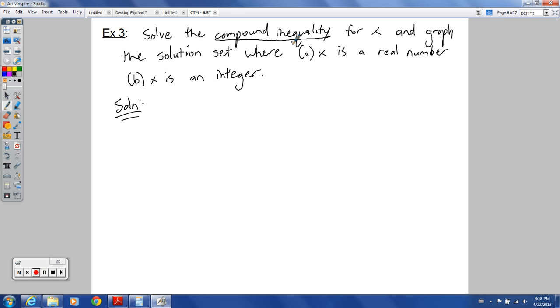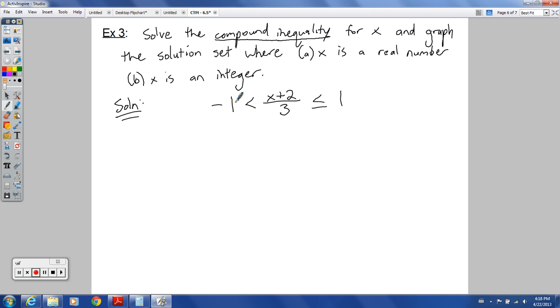The book separates this into a couple of different examples, but we're going to talk about compound inequalities and graphing like this, which we've done already, real numbers and integers, how that looks a little different. So let's start. I haven't given you the inequality on this one. I'm going to tell you that this is what we're going to start with. So negative 1 is less than (x plus 2) divided by 3, which is less than or equal to 1.